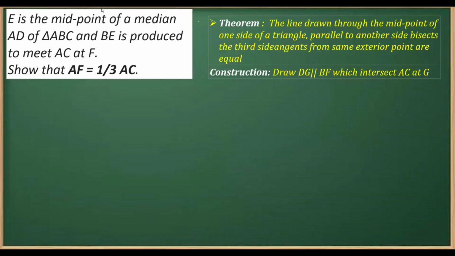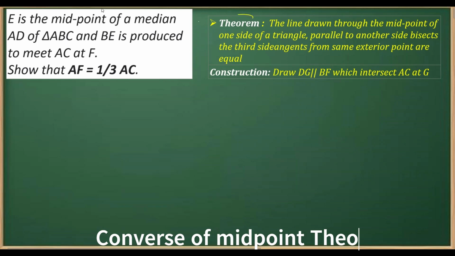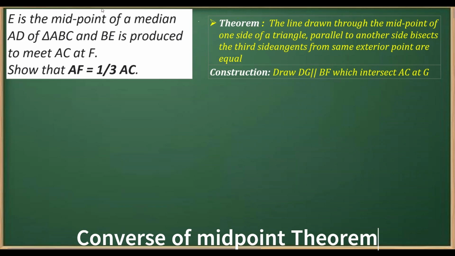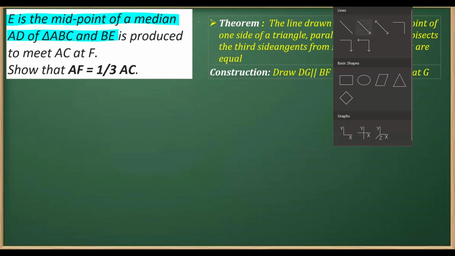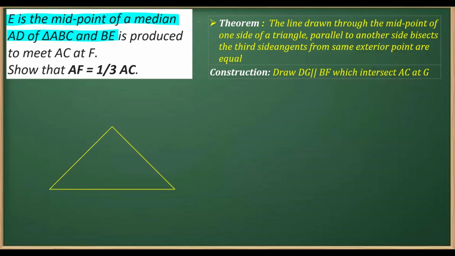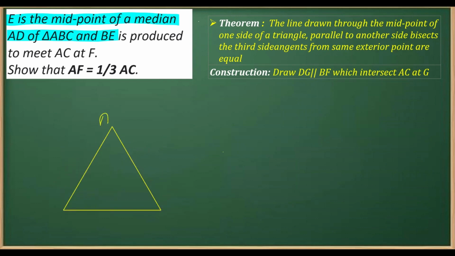This question is based on the theorem called the converse of the midpoint theorem. The question says, E is the midpoint of the median AD of triangle ABC. The figure is not given, which means we need to draw a triangle. Let's say I have drawn a triangle here, any triangle, and it's named ABC.